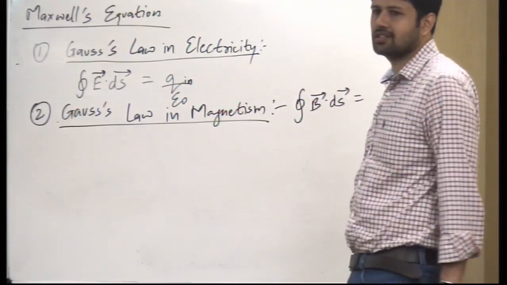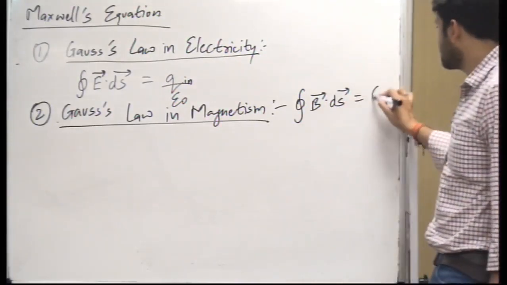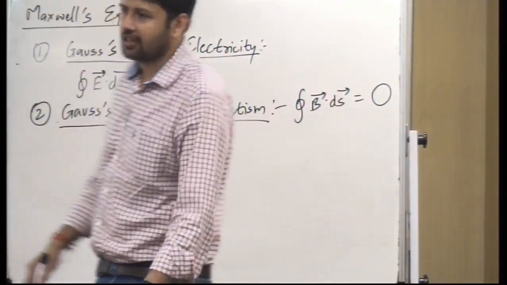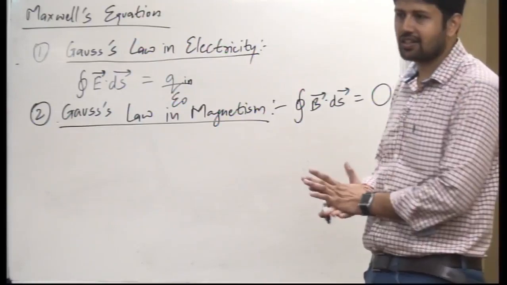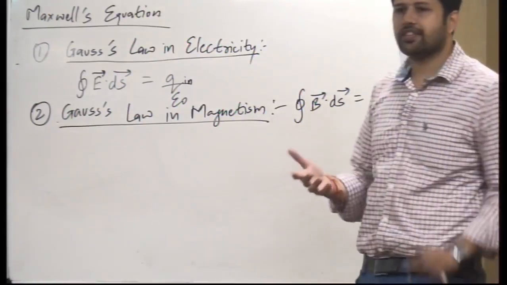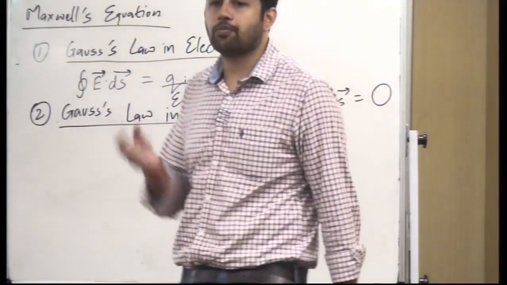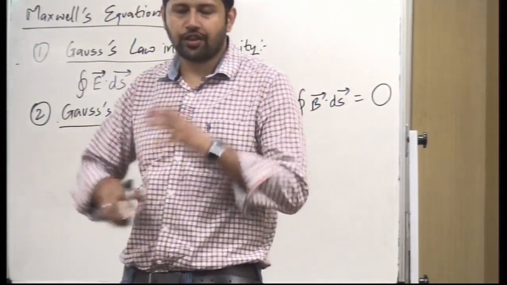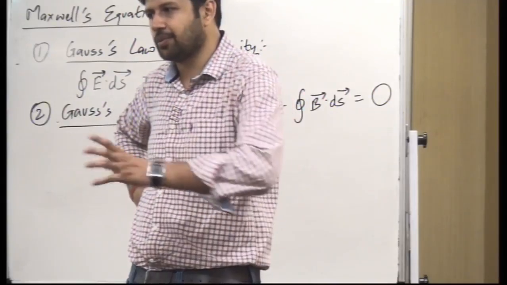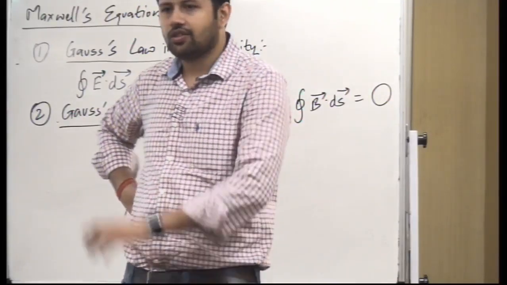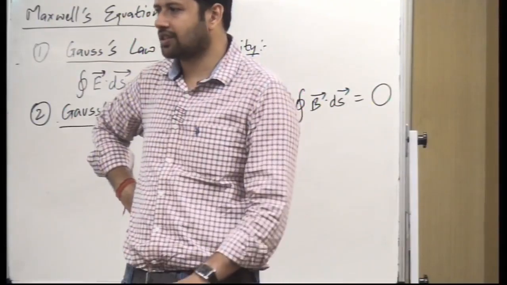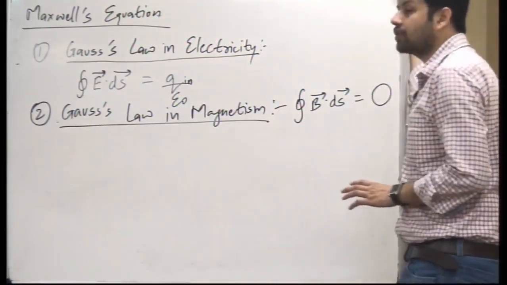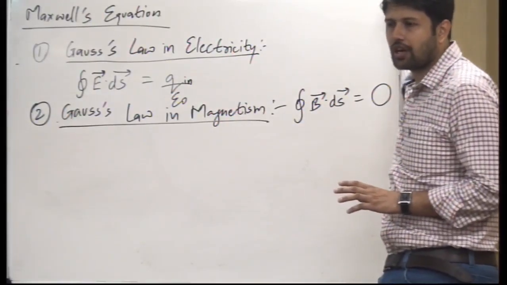What about this? Zero. Why? Monopoles don't exist. So whenever you consider a surface, either you would have positive pole strength plus m, and if you have positive pole strength, you definitely have a negative pole strength in there as well, or you would not have any pole strength at all. I repeat, since monopoles don't exist, what happens?